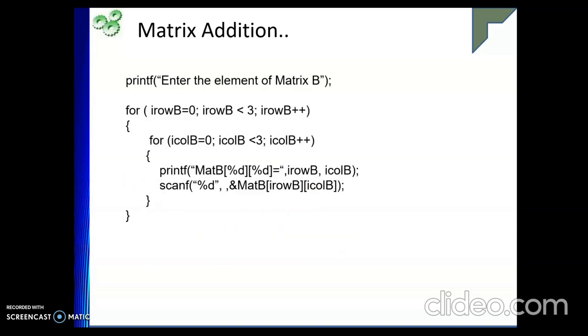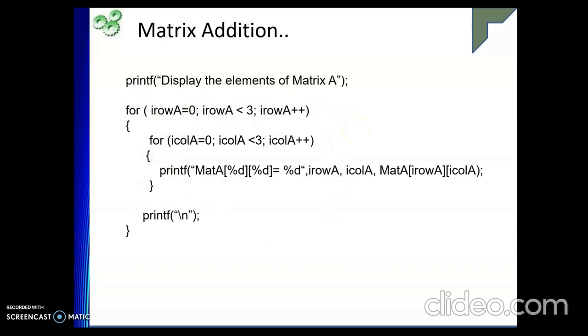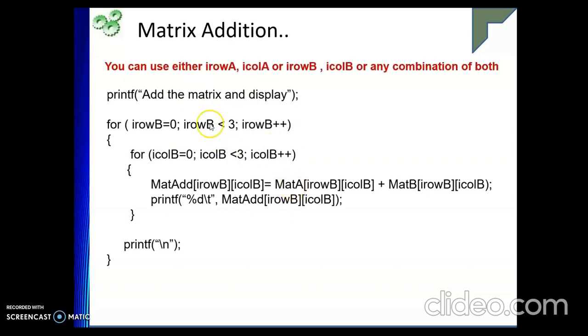Similarly, we enter the elements in matrix B itself, and then we display the matrix elements of A, and similarly we display the matrix elements of B. After that, what we're going to do is add them. The addition logic is very simple. You can take the row of matrix A or the row of matrix B, or the column of matrix A or the column of matrix B, as we are saying that they have to be the same, right?